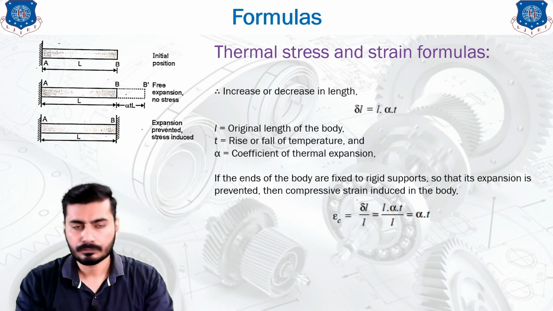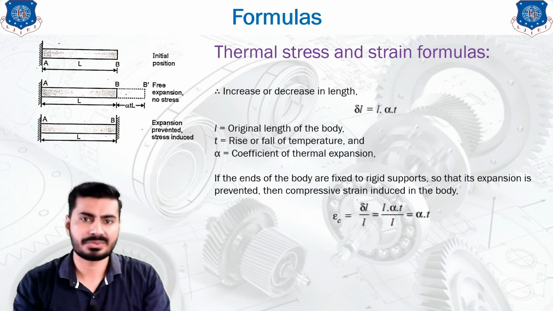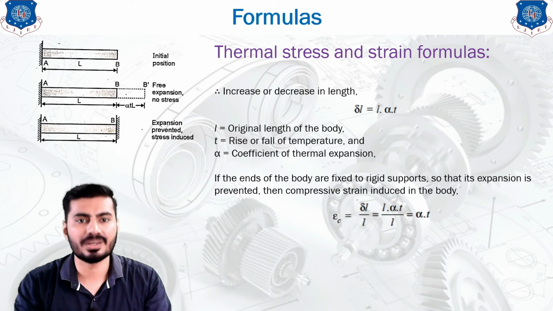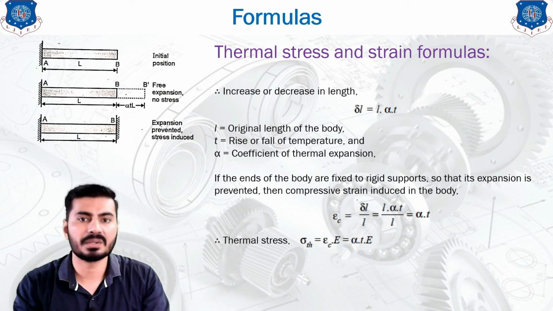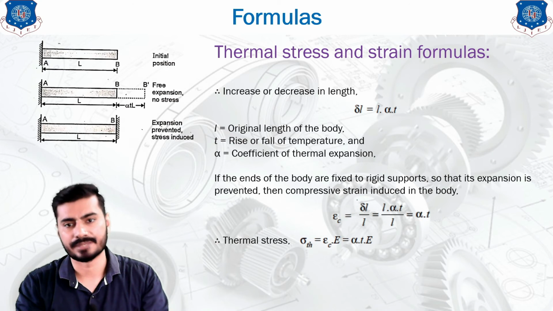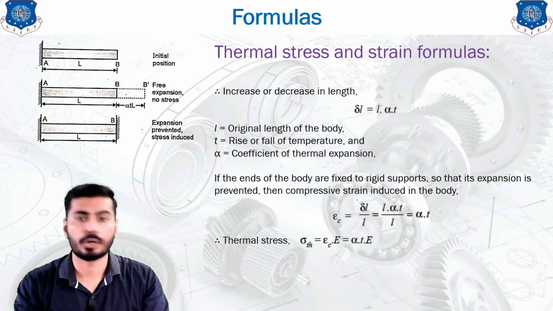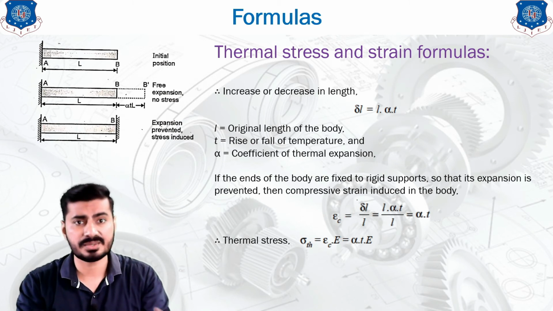Now, if we want to find out the stress in this condition, the stress is directly proportional to strain, and we can calculate the stress from the strain using a simple formula: the thermal stress sigma Th equals epsilon into E. As you can see, E is the Young's modulus or modulus of elasticity, so sigma Th equals alpha T into E. This is the very basic formula of thermal stress and strain.